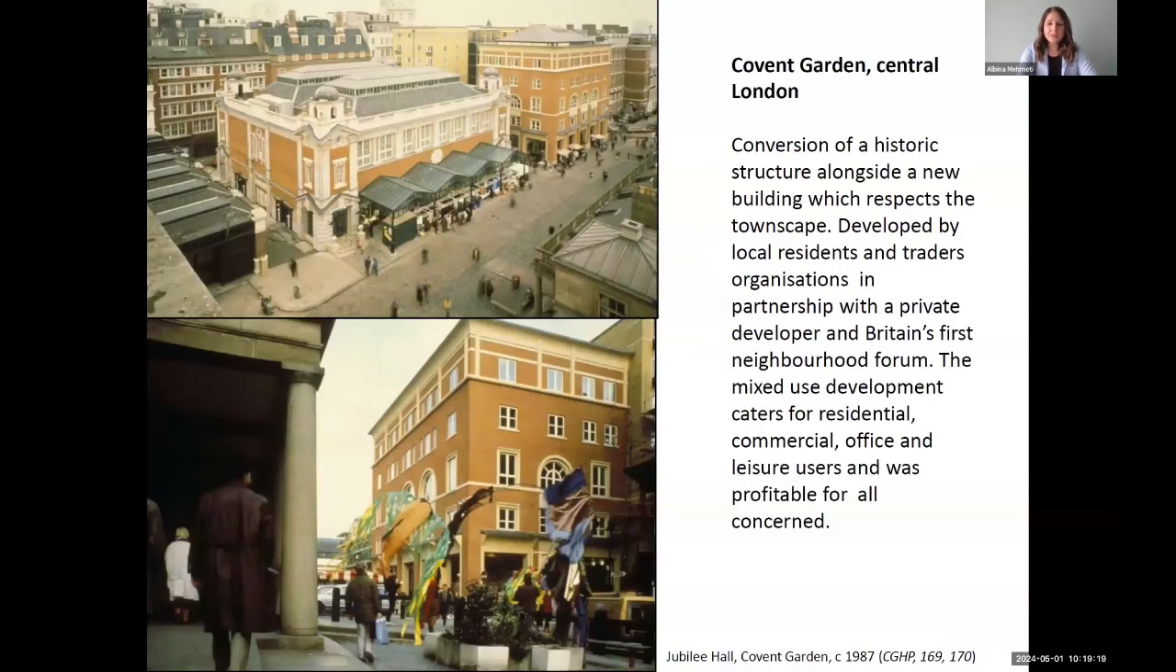The Covent Garden in central London, a conversion of a historic structure alongside a new building, which also respected the townscape. In order to preserve this historic building, a new feature was added in order to gather all the locals and all the tourists, which can also be called a mixed-use development, which benefited residential, commercial, office, and leisure users, and was profitable for all concerned.